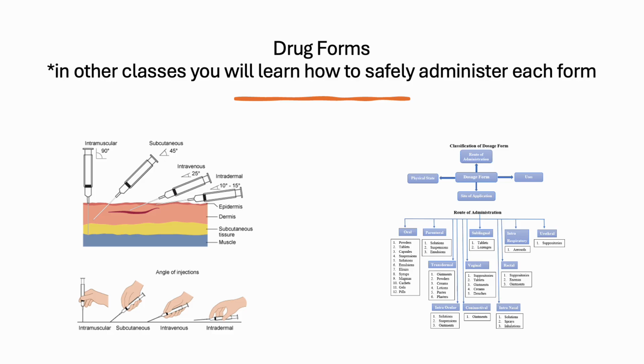On the right-hand side, I have different routes of administration, different examples of each route of administration. So oral, you can get it in a pill, in a gel, in a powder, in a tablet. There's so many different examples under each. So each route of administration has a different form.